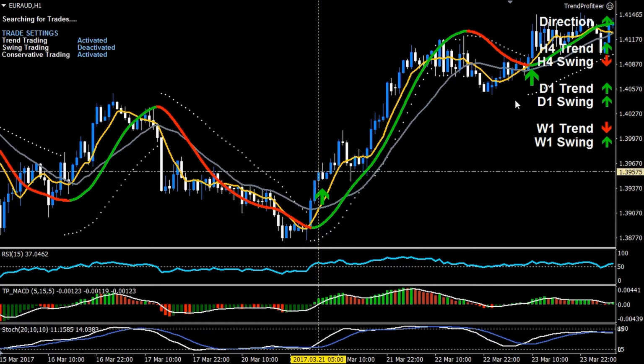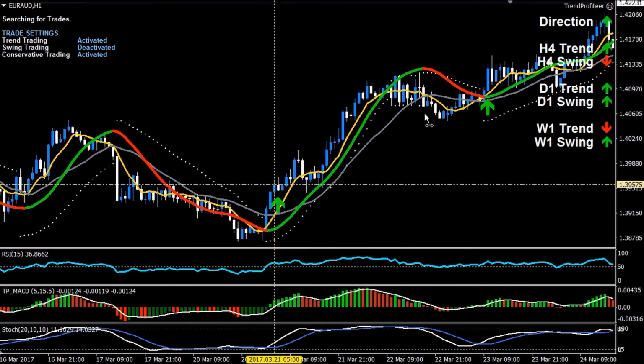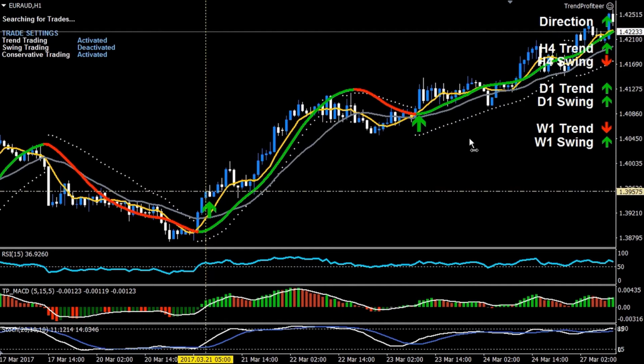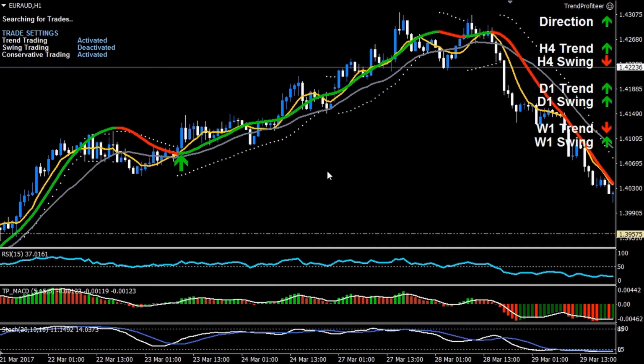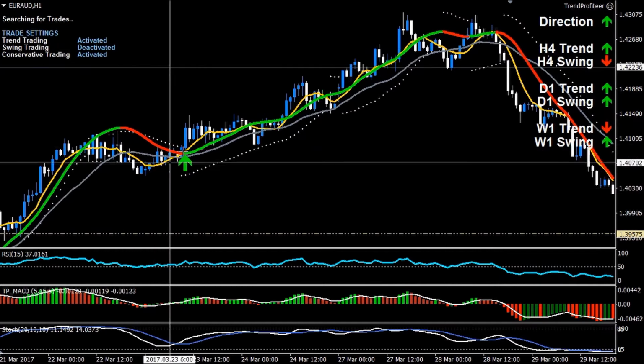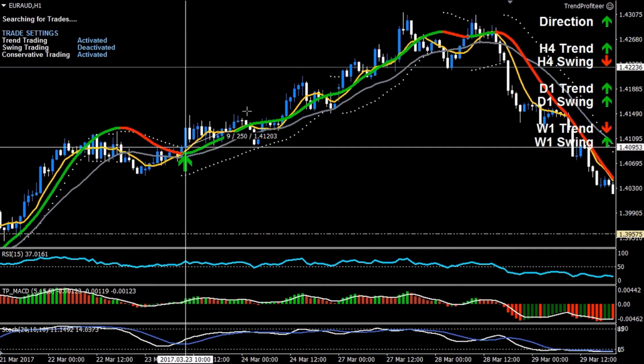Now, we may have been able to survive this correction here, but if not, there was another trend trade that occurred here. And if we just bring it over a bit, we can see if you caught this trade as well, you would catch then potentially another 200 pips.